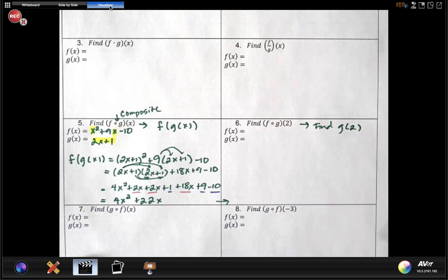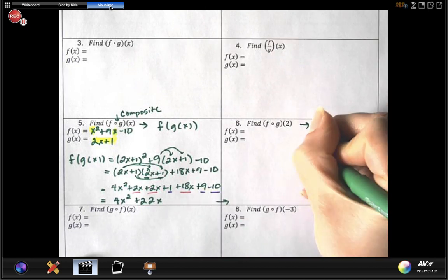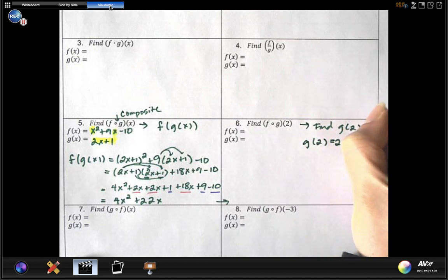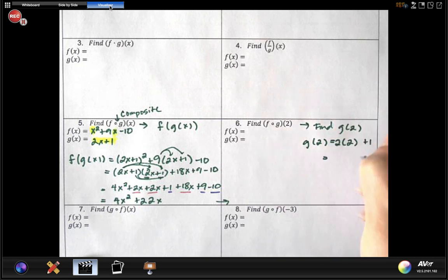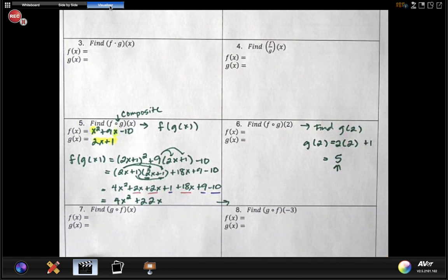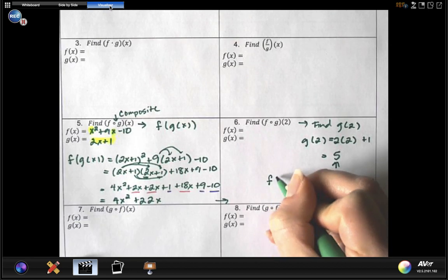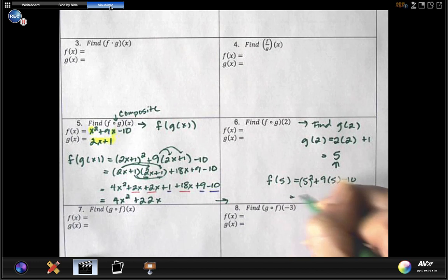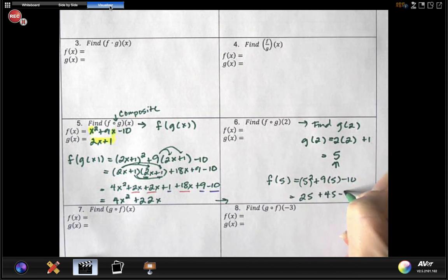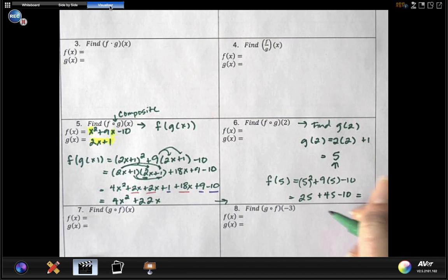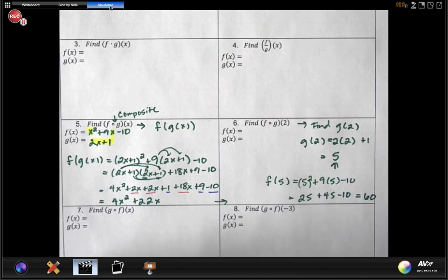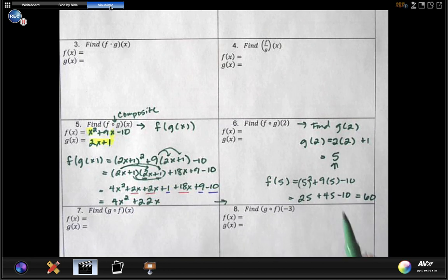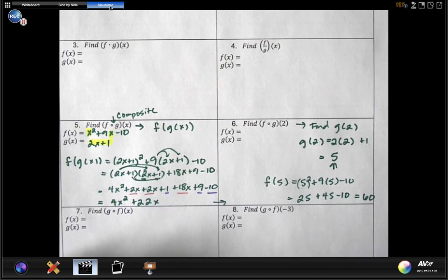g of 2 first. If I want to use the same functions, g of 2 would be 2 times 2 plus 1, which gives me 5. And then this number gets substituted into the function for f. So I would now find f of 5, filling that in for all of my x's, and then following order of operations. Then adding, that would give me 70 minus 10, so 60. So either you can plug it in for these x's and you should get the same answer, or you can do it in two separate phases.